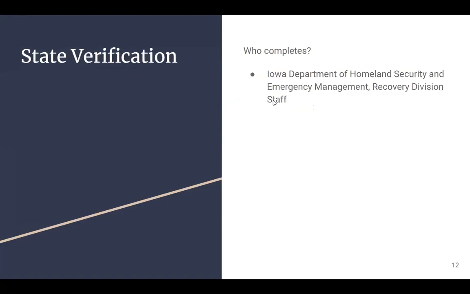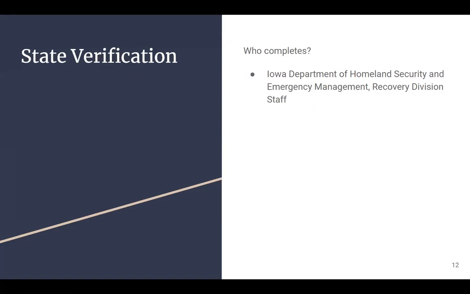So the next phase would be the state verification. In accordance with 44 CFR, or Code of Federal Regulations, the state is required to verify the local damage assessment information prior to requesting federal support. So ideally, the local damage assessment would be verified remotely. This is dependent on the amount of information and the quality of the local damage assessment.